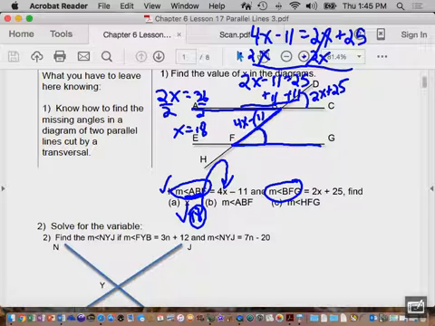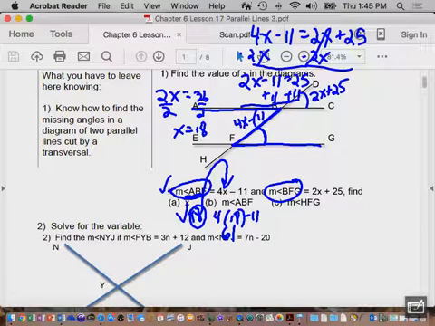I'm using it as input. So I got to do 4 times 18 minus 11. 4 times 18 is 72. You have calculators, that should not be an issue. Minus 11 is 61.